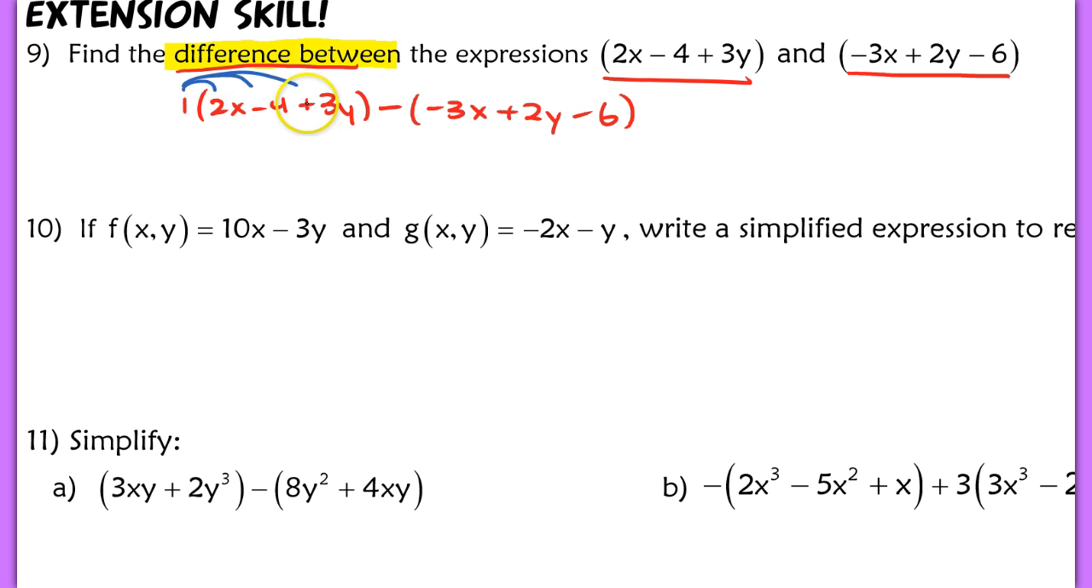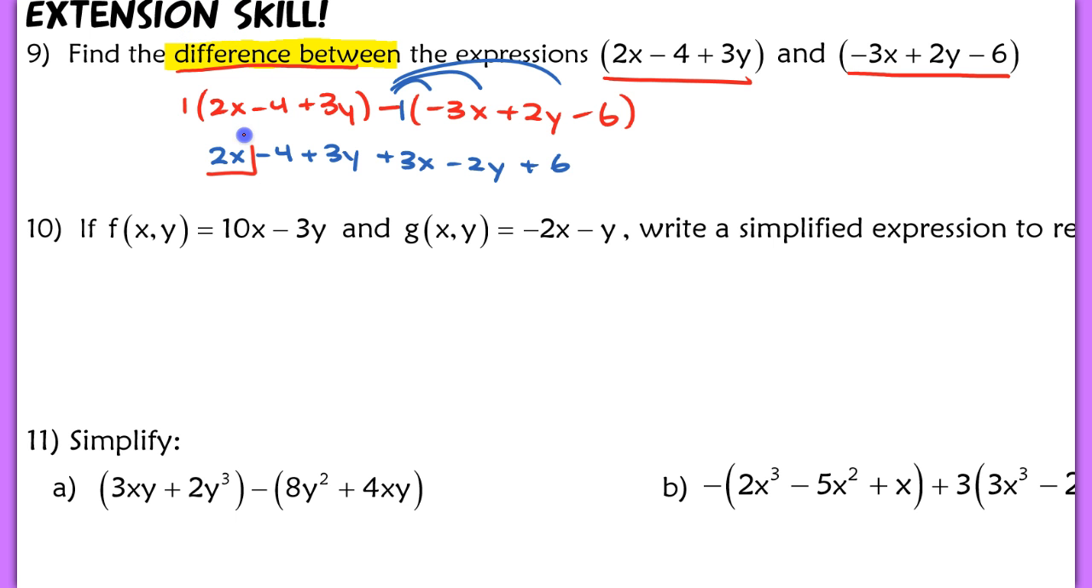So I actually can just drop the parentheses in this case. I don't even need to practice distributing because it just stays the same: 2x minus 4 plus 3y. So I just drop the set of parentheses. Now in the second part here, when I distribute that -1, remember this just changes everything to its opposite. So it becomes positive 3x, -2y, and positive 6. And then after this, I'm just going to combine like terms.